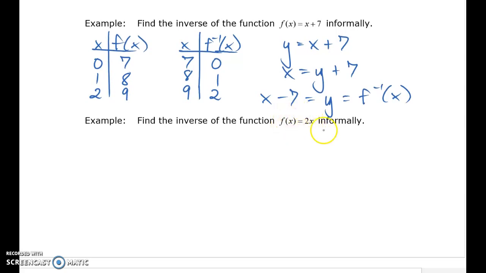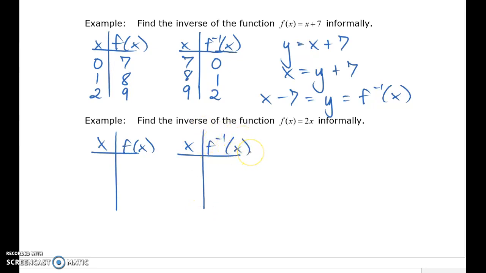On this next example, again, we see a linear function. I'll do the same process here, setting up an x, f of x table, and then, of course, an x, f inverse of x table. I'll pick numbers 0, 1, and 2, knowing in advance again that the inputs of one will be the outputs of the other, so I'll just switch. Then we'll do the math. 2 times 0, 2 times 1, 2 times 2.